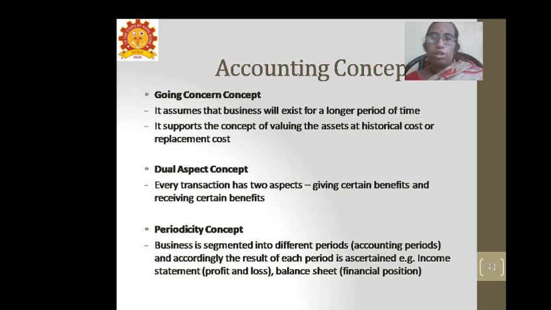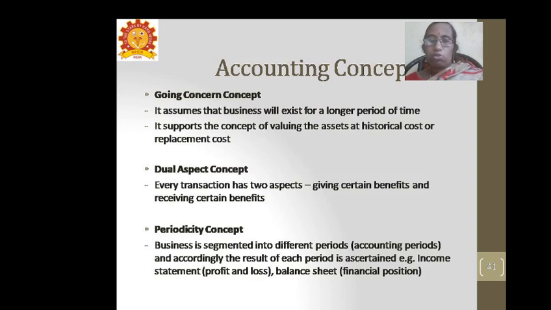However, in this assumption they are stating that the period is going to be very long, and it is going to support the concept of valuing the assets based on the historical cost. Next we come to the dual aspect, as already seen in the double entry system. Every debit is going to have an equal and corresponding credit. So we have the giving and the receiving benefits.